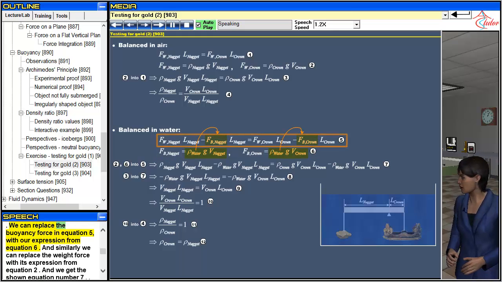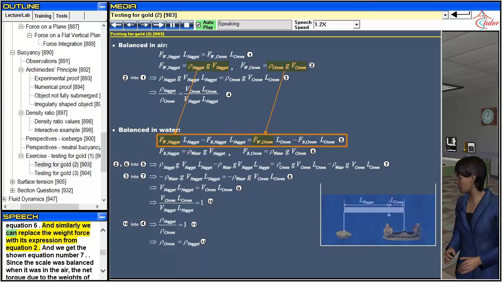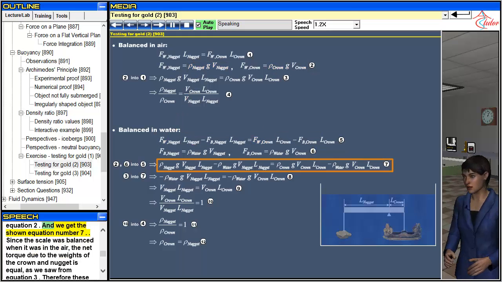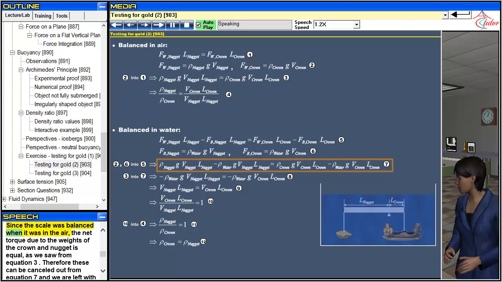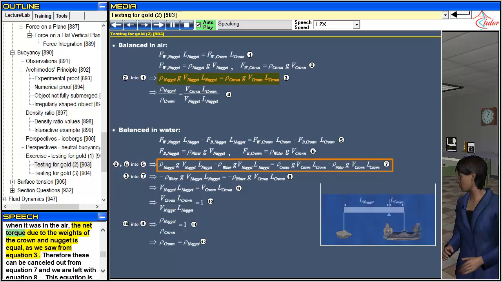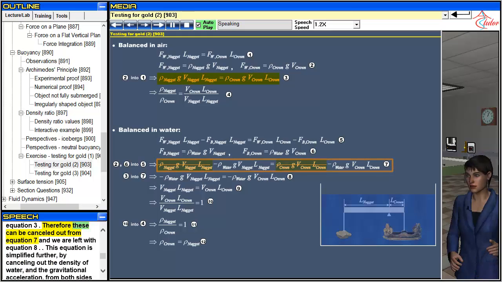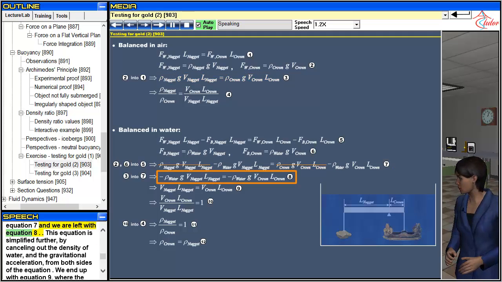We can replace the buoyancy force in equation 5 with our expression from equation 6. And similarly we can replace the weight force with its expression from equation 2. And we get the shown equation number 7. Since the scale was balanced when it was in the air, the net torque due to the weights of the crown and nugget is equal, as we saw from equation 3. Therefore these can be cancelled out from equation 7. And we are left with equation 8.